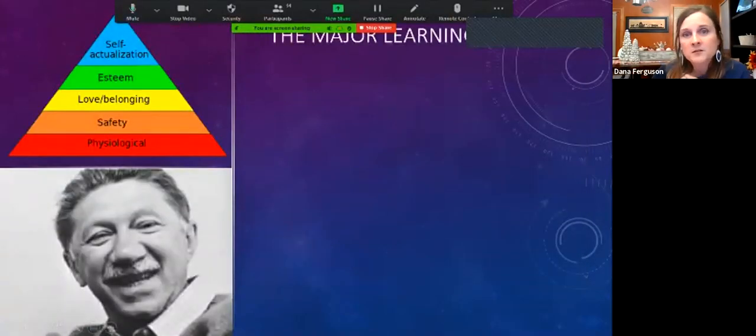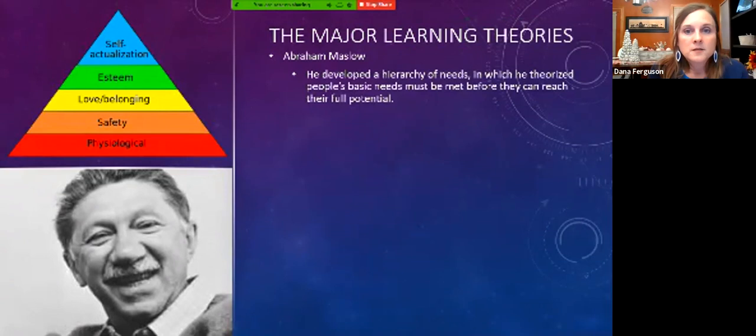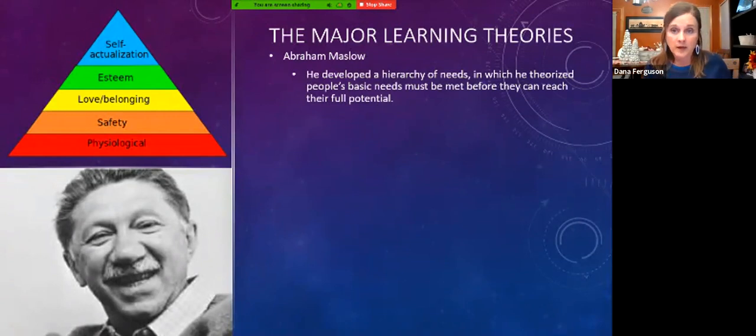Okay, let's move on here. So the next one we're going to talk about is Abraham Maslow. And I like this one a lot. So he developed a hierarchy of needs in which he theorized people's basic needs must be met before they can reach their full potential.